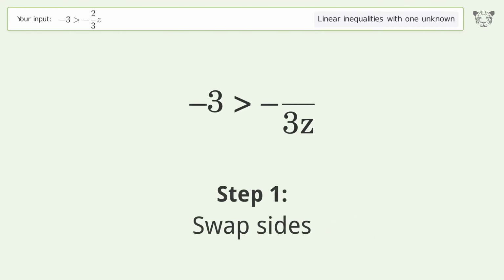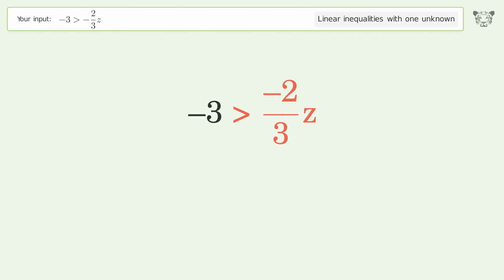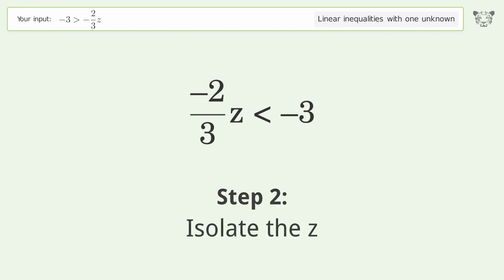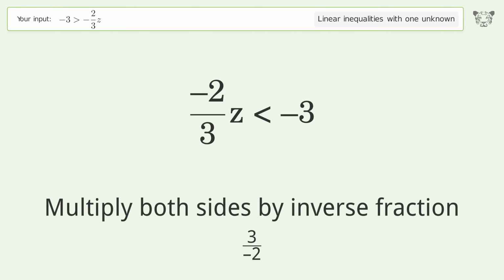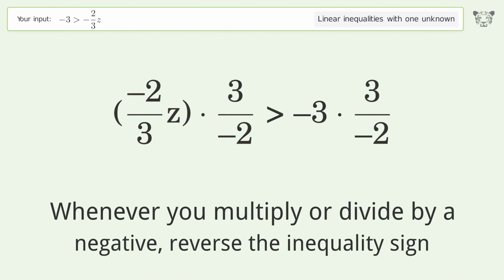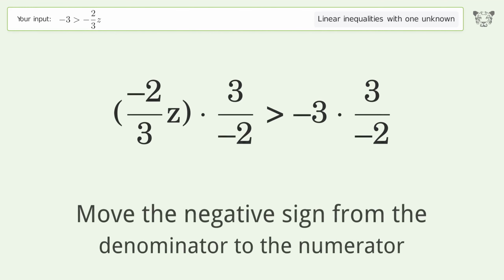Swap sides. Isolate the z. Multiply both sides by inverse fraction 3 over negative 2. Whenever you multiply or divide by a negative, reverse the inequality sign. Move the negative sign from the denominator to the numerator.